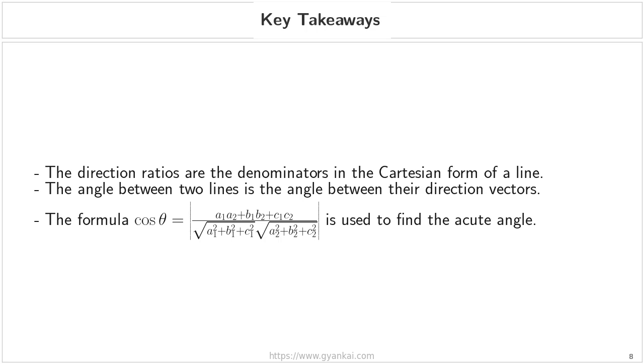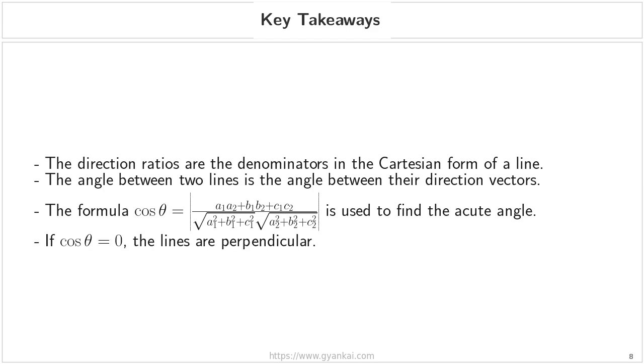Third, to calculate that specific angle, we use the formula where cosine theta equals the absolute value of a sub 1, a sub 2, plus b sub 1, b sub 2, plus c sub 1, c sub 2, all over the square root of a sub 1 squared plus b sub 1 squared plus c sub 1 squared, multiplied by the square root of a sub 2 squared plus b sub 2 squared plus c sub 2 squared. As we saw in our calculation steps, using the absolute value is what ensures we are finding the acute angle.